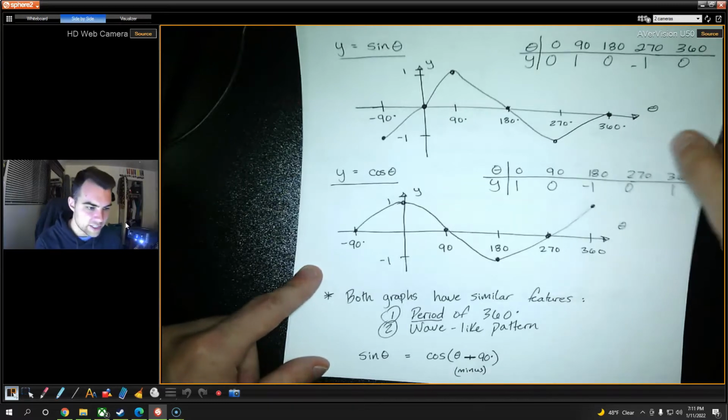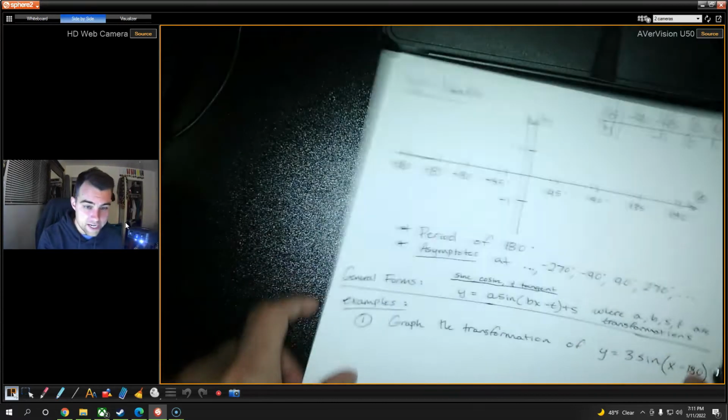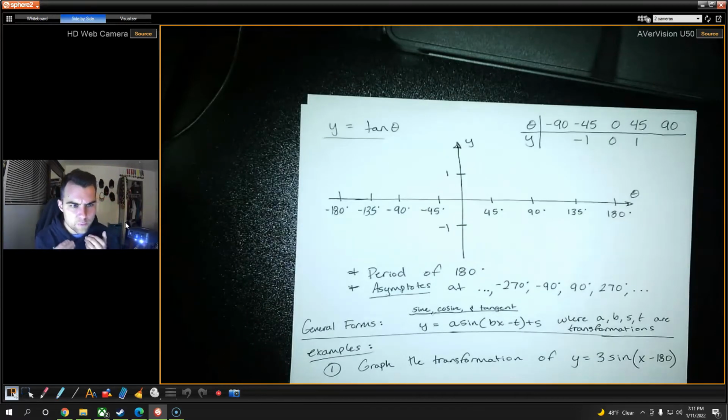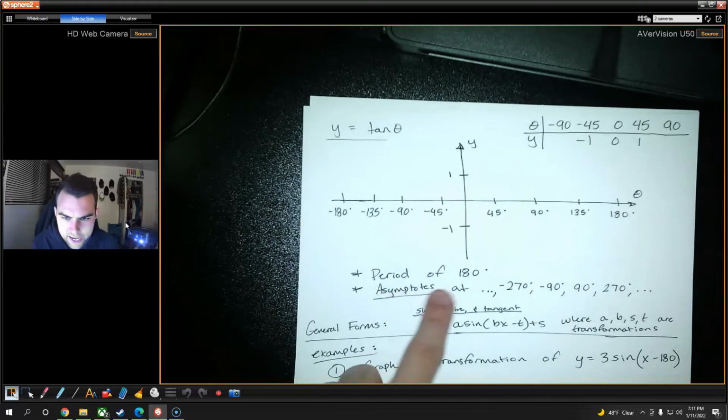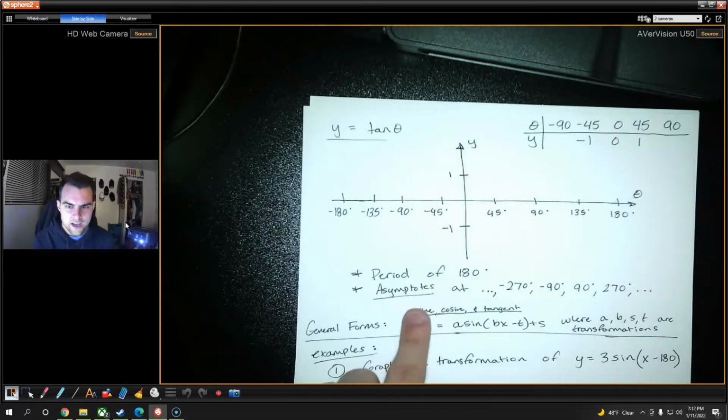But let's move to tangent, because tangent's weird, man. I'm not going to lie to you. I'm not going to sugarcoat it. Tangent's weird, but it's also periodic. And looking ahead, it's got a period of 180, asymptotes. If you don't know what an asymptote is, you're going to just get reminded very quickly. So let's look at this.